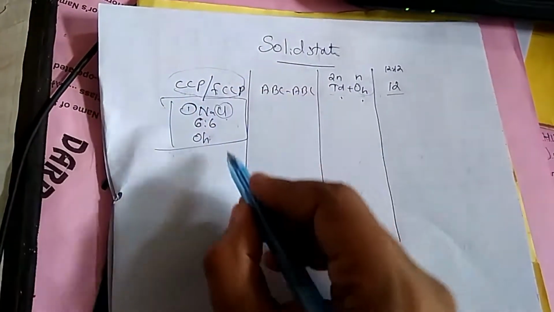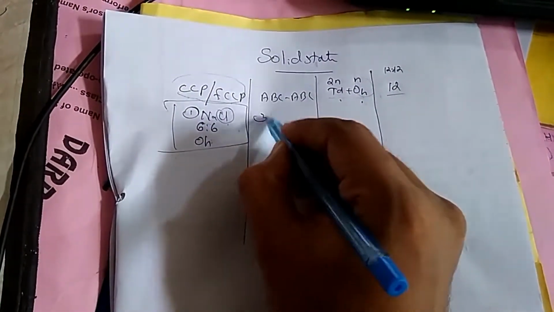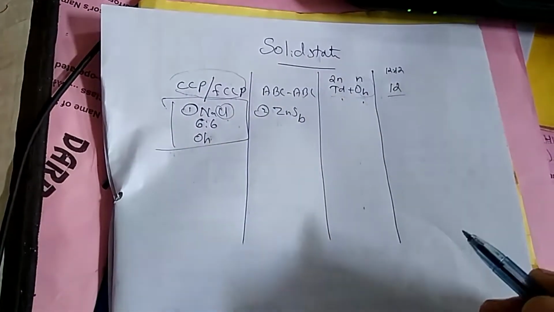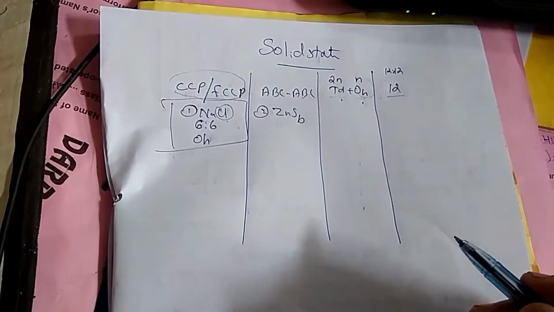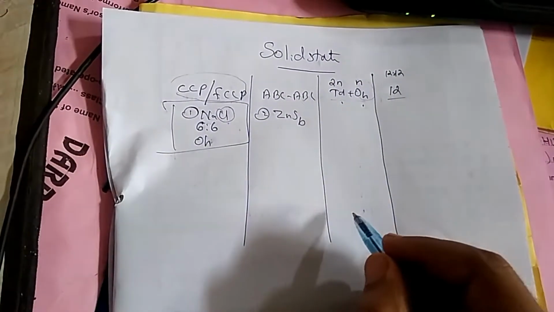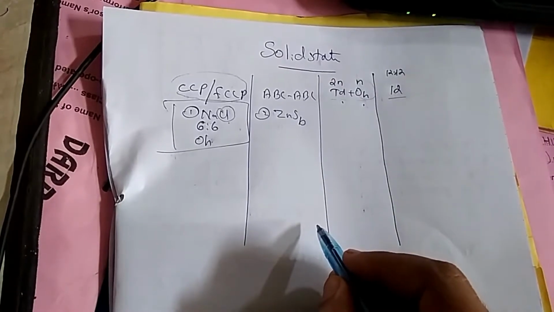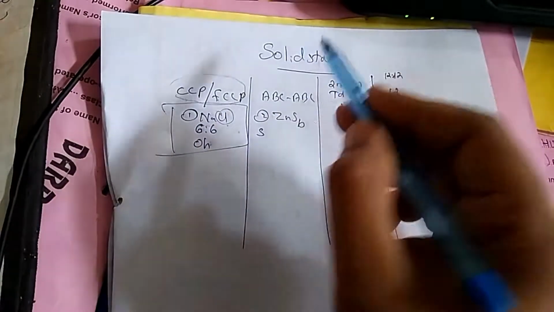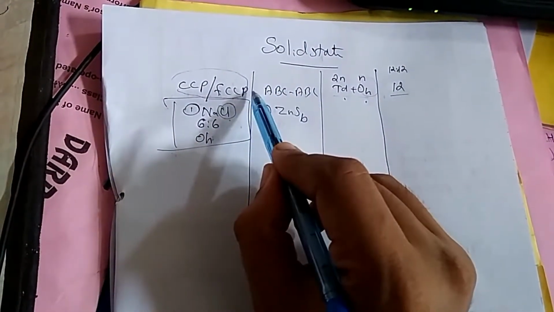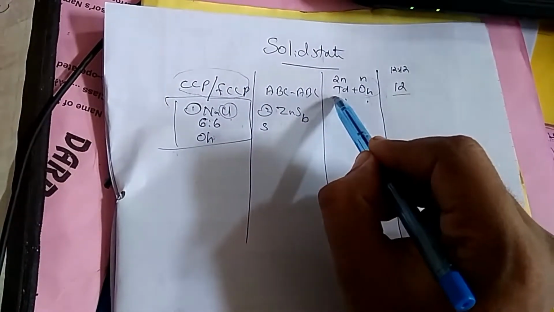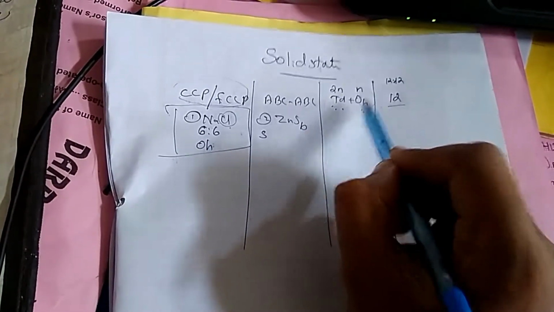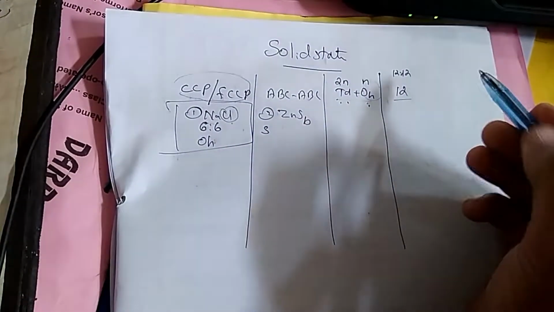Now the next example under the CCP arrangement is zinc sulfide in the blende form. In zinc sulfide, the sulfur will be arranged as cubic close packing in an ABC arrangement. If it is in the ABC arrangement, we will have 2n tetrahedral voids and n octahedral voids. But zinc will occupy half of the tetrahedral voids.